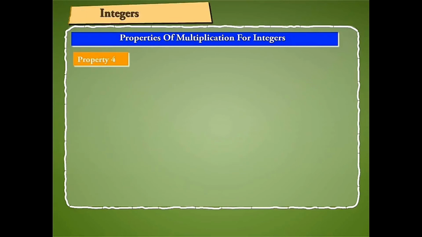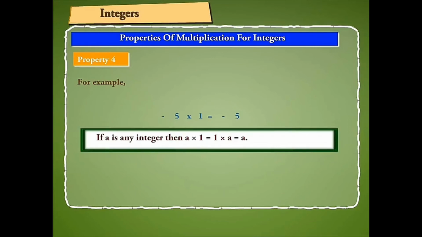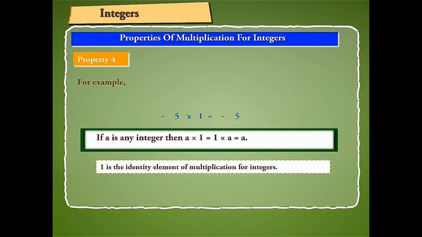Property 4. Let us examine the product of two integers, one of which is 1. For example, minus 5 into 1 is equal to minus 5. Thus, we find that the product of any integer and 1 is always that integer. Hence, if a is any integer, then a into 1 is equal to 1 into a is equal to a. 1 is the identity element of multiplication for integers.